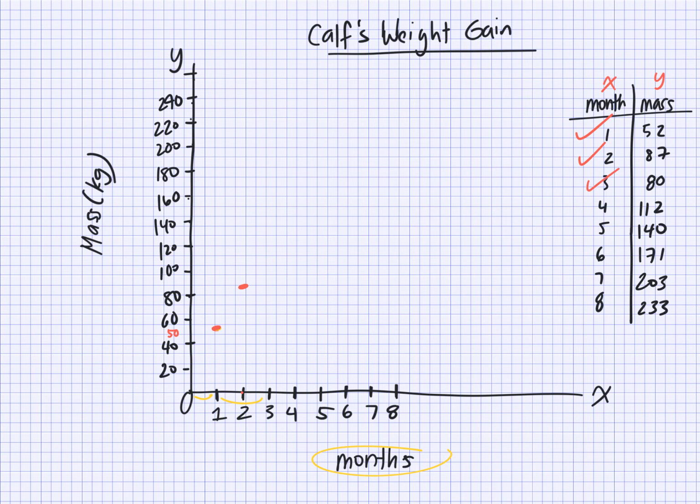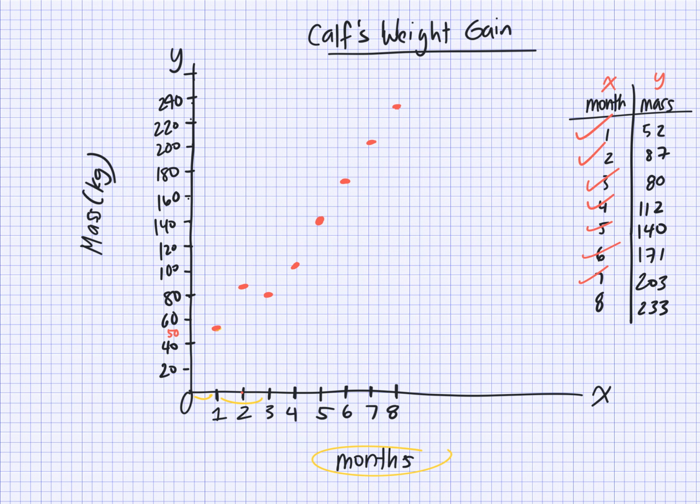The next one is 380, and we can see that the baby calf lost a little bit of weight in the 3rd month, but then what happened in the 4th month? Did it gain a lot of weight again? It went up, and it gained more weight. Easy point. The next point is 140, and that's really easy to graph because I have both those numbers on my scale. Then we have 171 is around here. 7, 203, so just above 200, and then 8 and 233 would be right here, roughly.